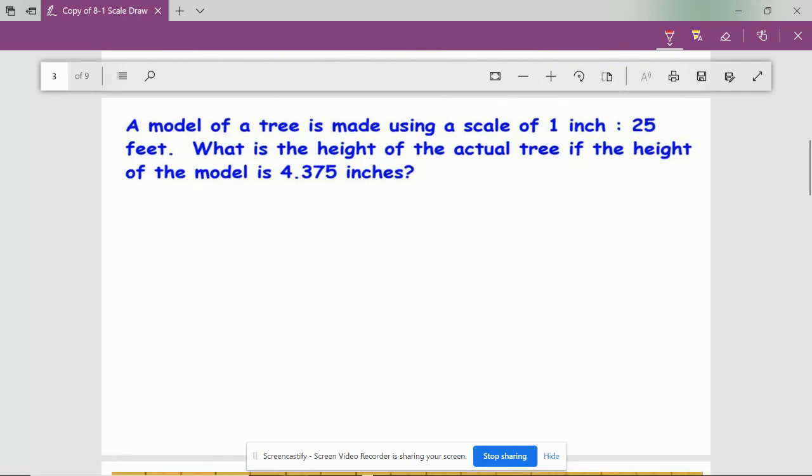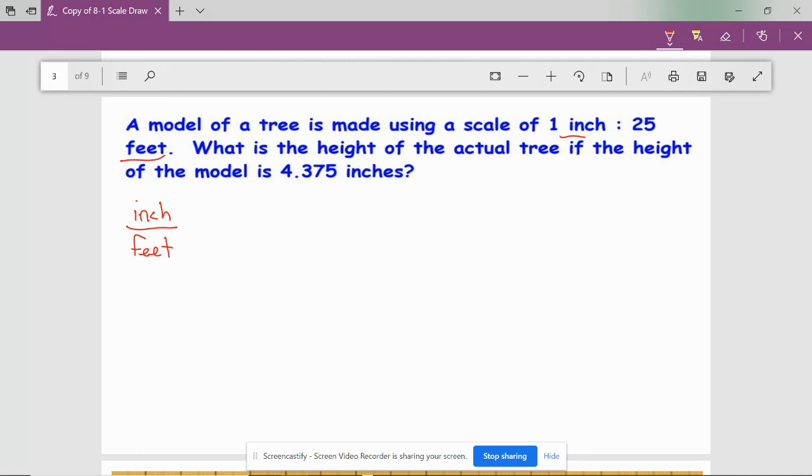On our next screen, it says a model of a tree is made using a scale of 1 inch to 25 feet. What is the height of an actual tree if the height of the model is 4.375 inches? The first thing we do is set up a proportion, and then do our cross multiplication like we've done in the past. We have inches listed first and feet listed second, so let's put inches on top and feet on the bottom.